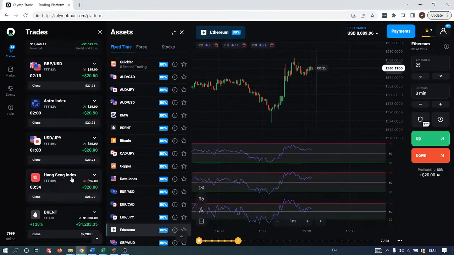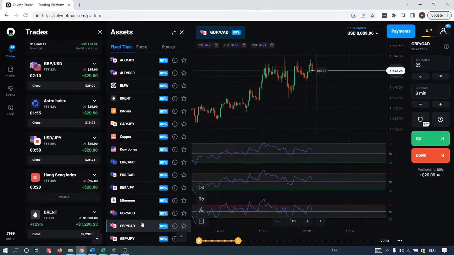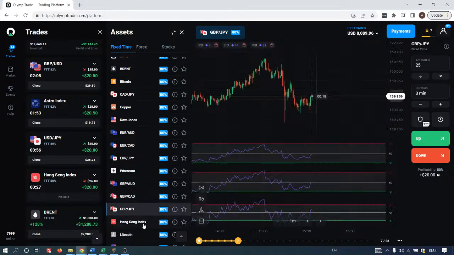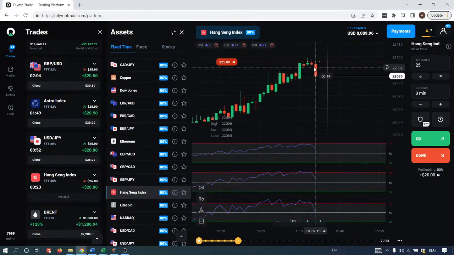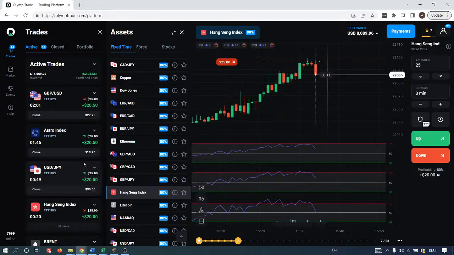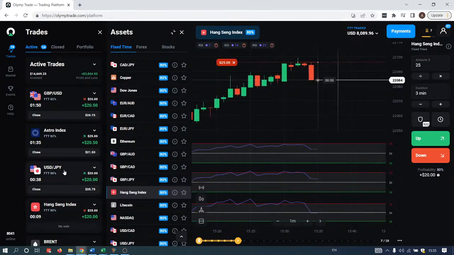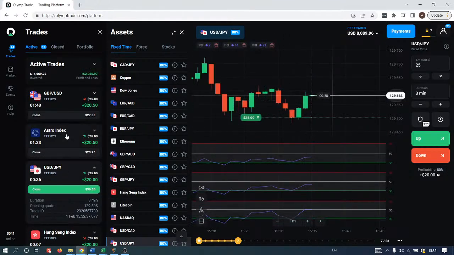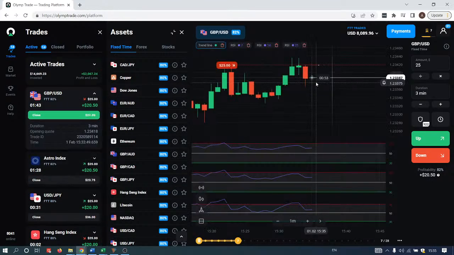Now, guys, what's going on? All right, so Hang Seng Index. Okay, so I guess that will be it. So these final 4 trades, so Hang Seng Index will be closing in 10 seconds with profits, I'm pretty sure. USD JPY as well. We have a real nice move here. Astro Index as well, and the pound, yes.